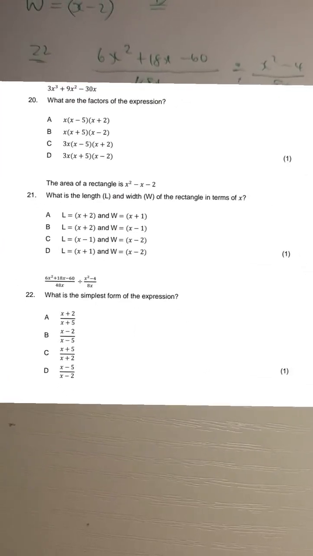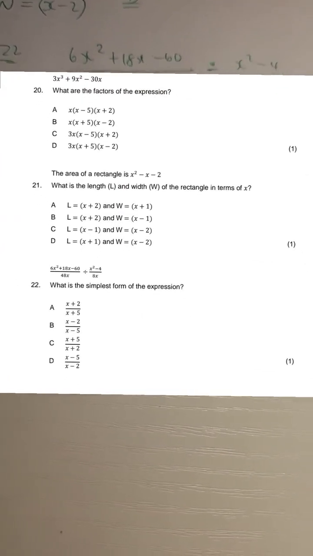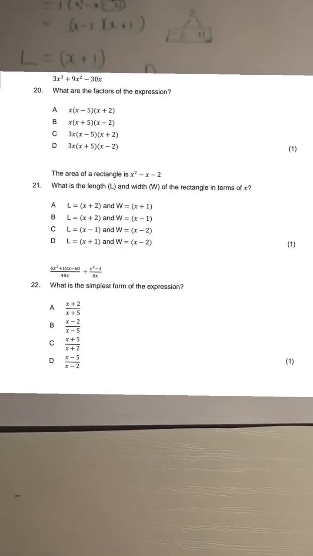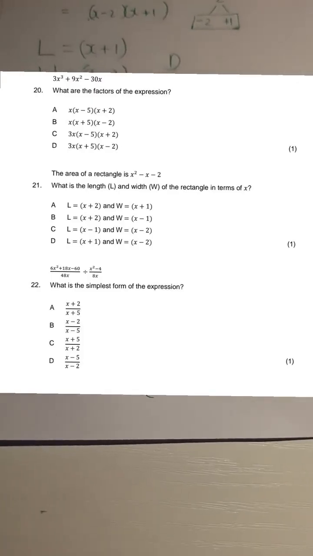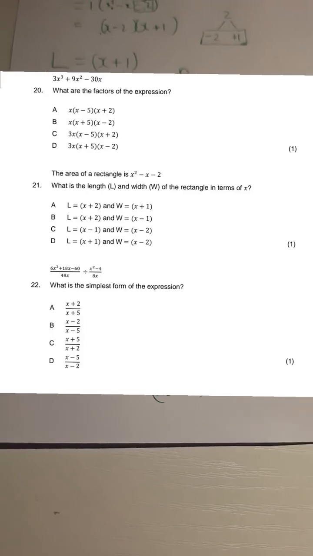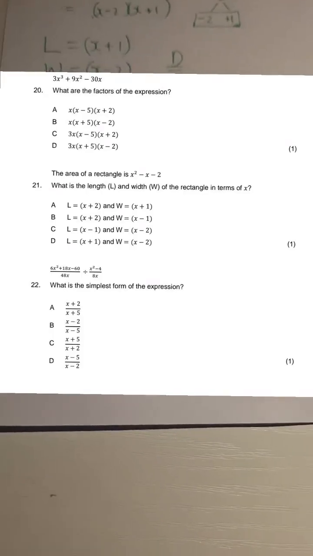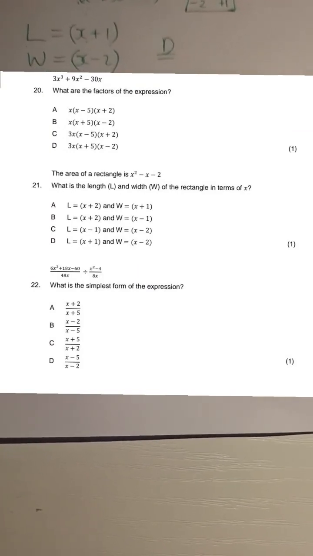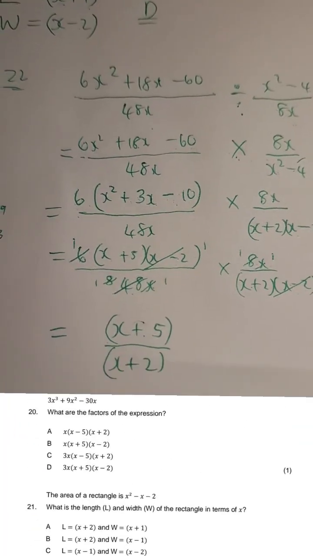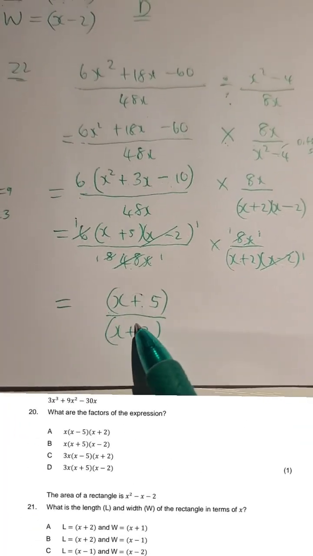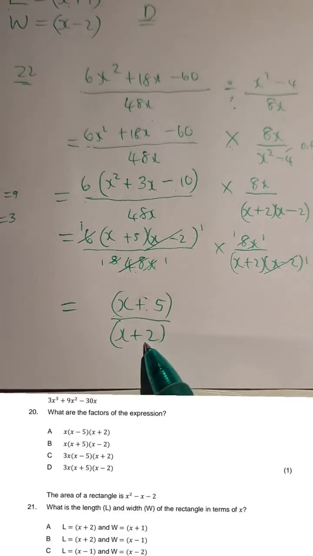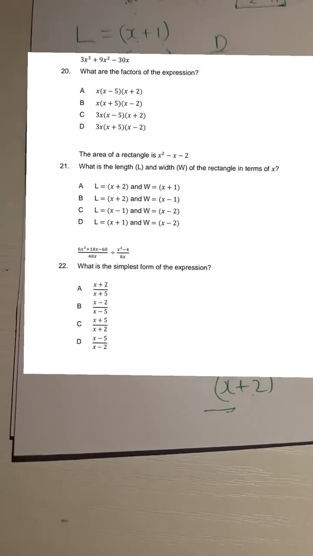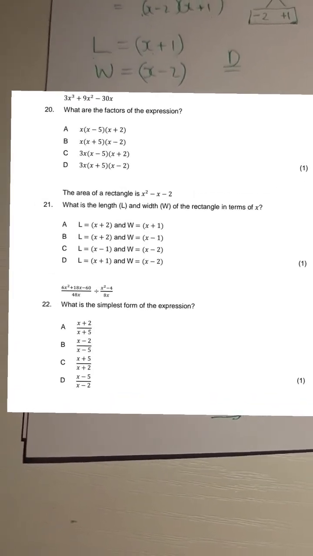I go to my question paper. I go to the options. What is the simplest form of the expression? Is it A, x plus 2 over x plus 5? No. B, x minus 2 over x minus 5? No. C, x plus 5 over x plus 2. Yes, it aligns with the accurate simplification that I did. I got x plus 5 over x plus 2. This is my answer. So my option that I should then choose, GEC learner, is C.